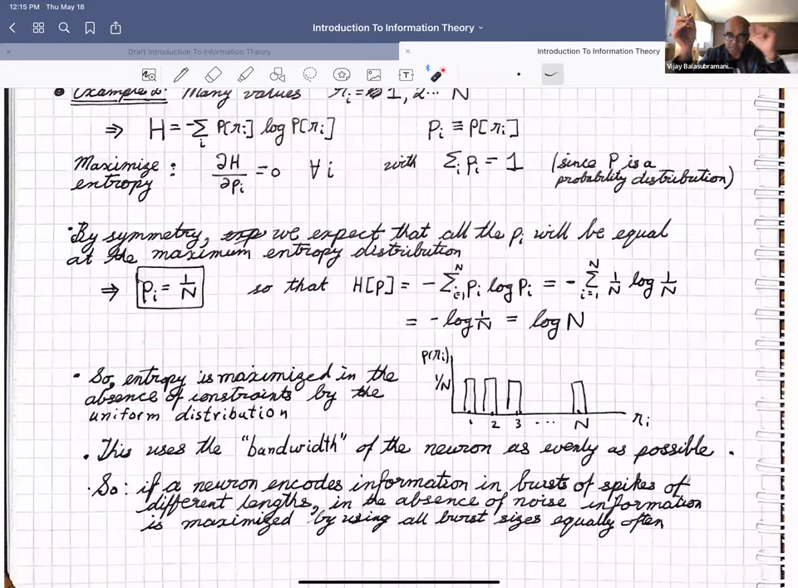So for example, taking the neuron as our example again, if it encodes information in bursts of spikes of different lengths, then you could have one spike, or two spikes, or three spikes, multiple spikes like that. If you use them equally often, it maximizes the information.